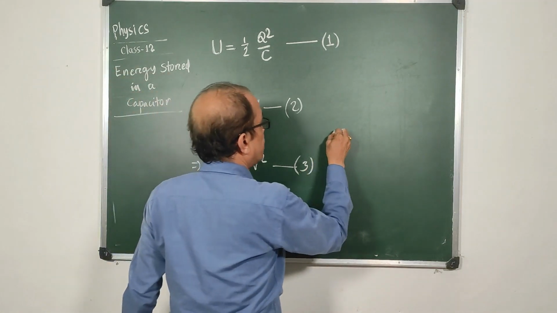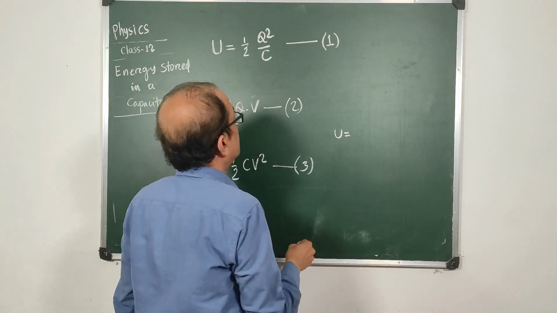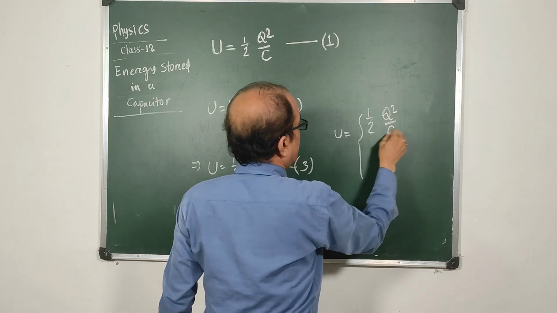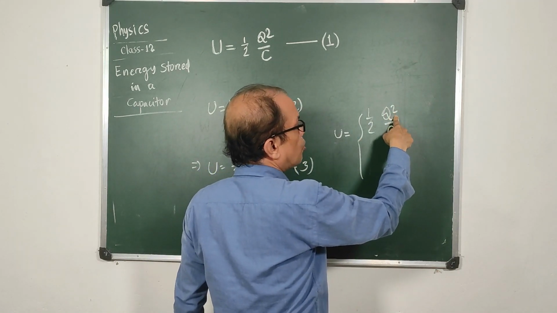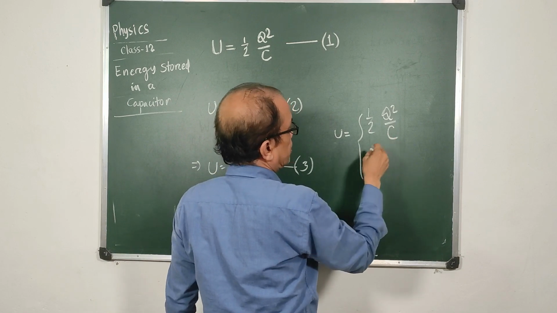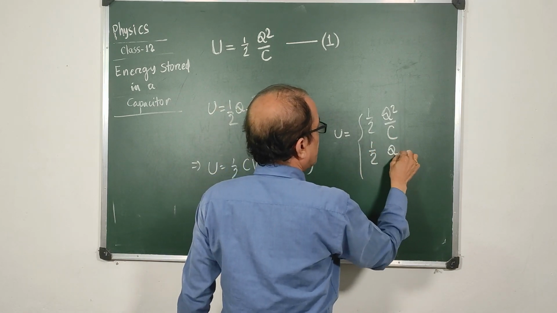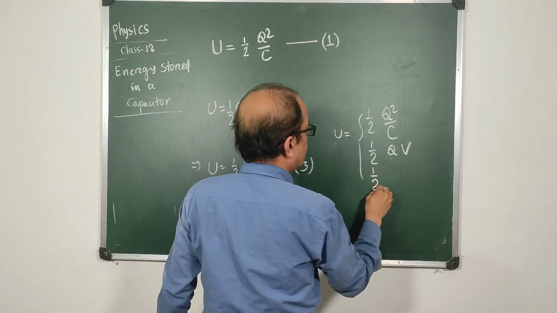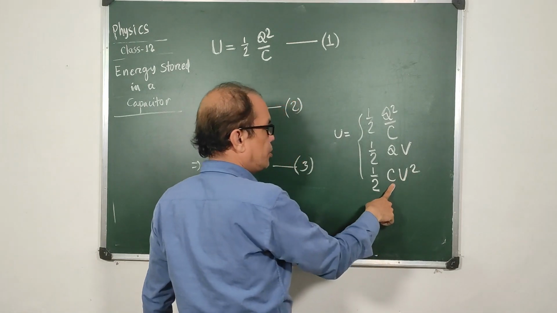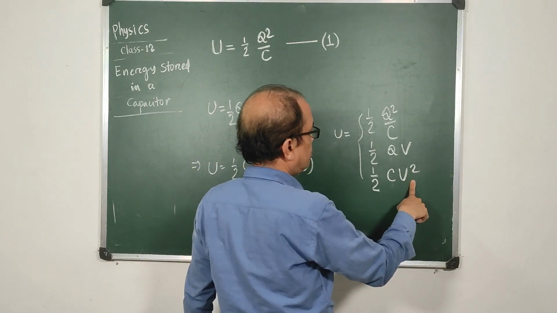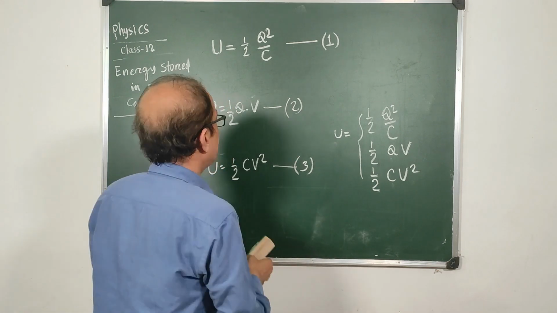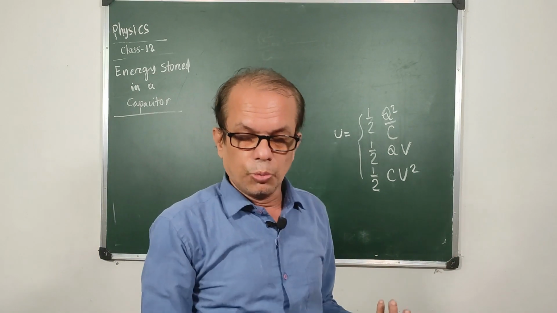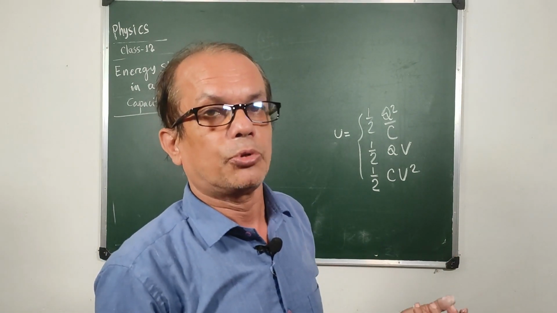So now we get that the energy stored in a capacitor has three different forms. One is half Q square by C, meaning we can find the energy when we know the charge and the capacitance. It can also be half QV, when we know the charge and the potential difference. And it can also be half CV square, when we know the capacity of a capacitor and the potential difference between the two plates. Using these three formulae, you can now solve the numerical problems linked with this chapter.